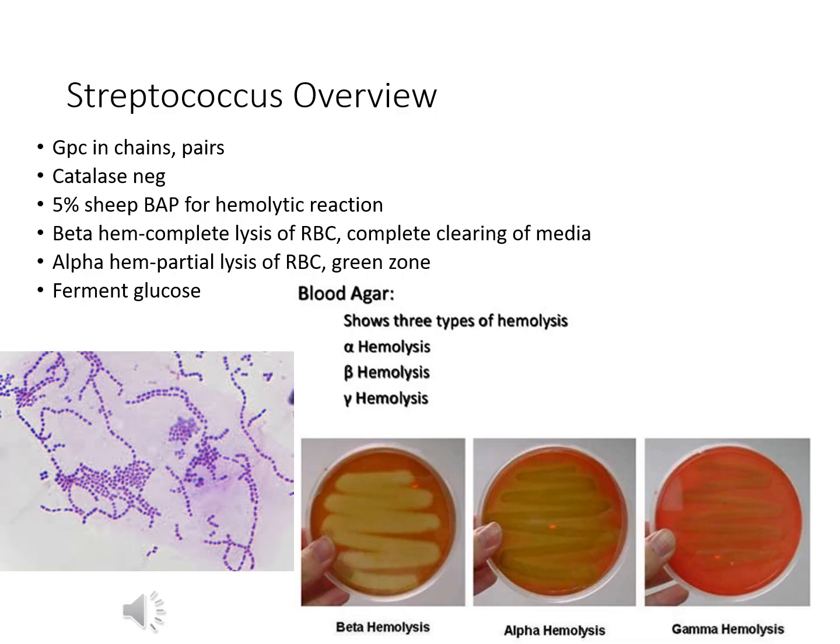So like I mentioned, beta hemolysis is a complete lysis of the red cells where we get a complete clearing of the media either directly under the colony or around it as a halo. Alpha hemolysis is partial hemolysis of the red cells, so that's where that green color comes from. It's the breakdown of the red cells. And gamma or non-hemolytic is, like I mentioned, no hemolysis. And Streptococcus is also known for fermenting glucose.